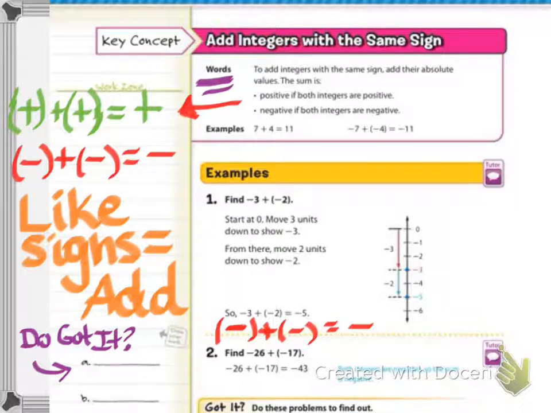Okay, now you try the got it's, and when you come back, the answers will be there for you to check. You're doing the got it, A and B.